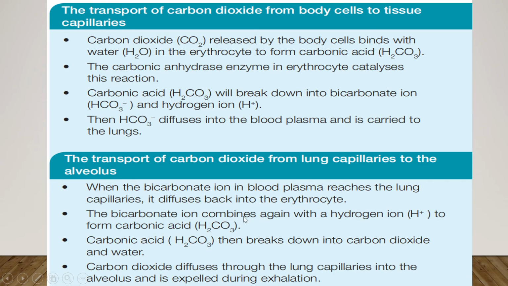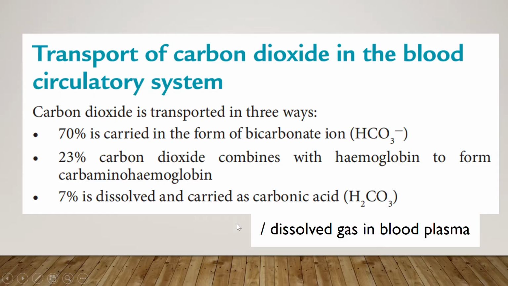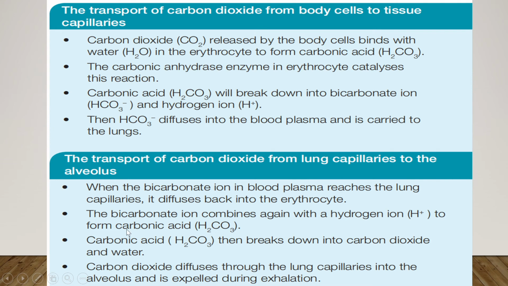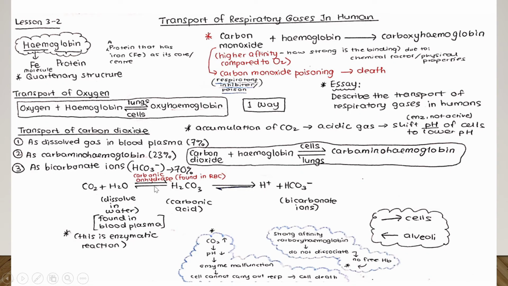So bicarbonate ion combines again with hydrogen ion to form carbonic acid. So you see the arrows are two-way. In this equation, you see the two-way arrow. Carbonic acid then breaks down into carbon dioxide and water. It breaks down from carbonic acid, it becomes these two again, which is carbon dioxide and also water.